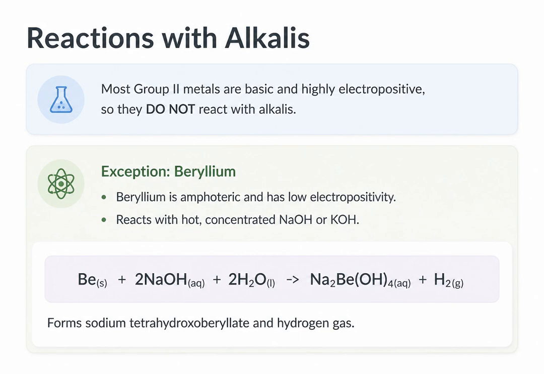Because group 2 metals are highly electropositive and basic, you wouldn't expect them to react with basic alkalis, like sodium hydroxide, and for the most part they don't. But beryllium is the odd one out. Because it has a much lower metallic character, it is actually amphoteric, meaning it can act as both an acid and a base. If you heat beryllium with concentrated sodium hydroxide, it will dissolve to form a complex ion called sodium tetrahydroxoberylate, releasing hydrogen gas.